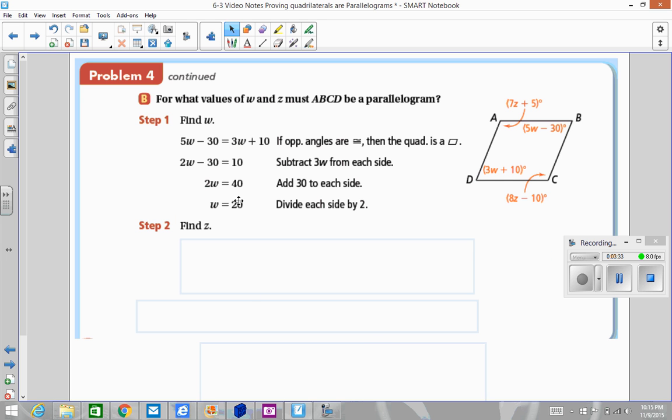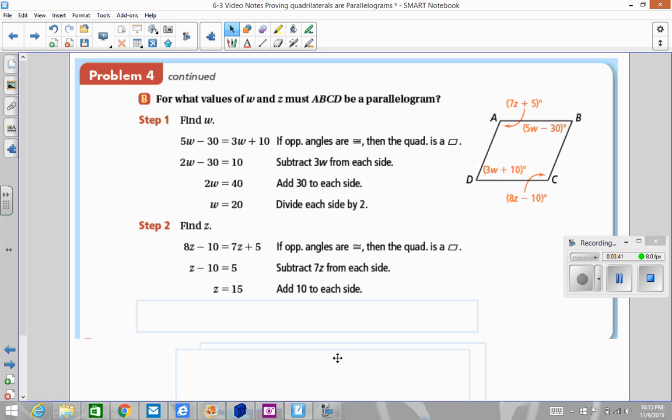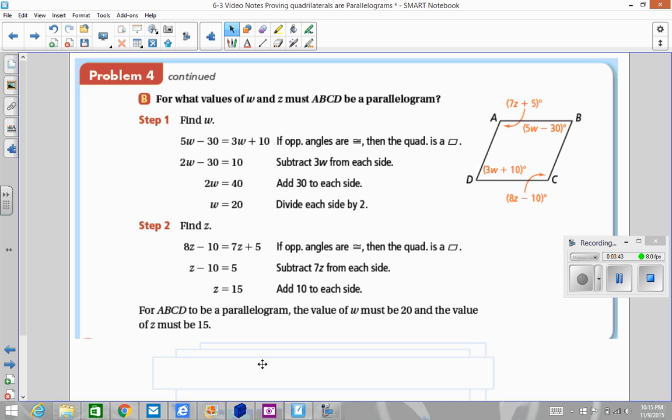And I'd solve this, and get w equal to 20. To find z, I'd know that these opposite angles are congruent, and so therefore 8z minus 10 would be equal to 7z plus 5. I get z is equal to 15. So therefore, in order for this figure to be a parallelogram, w would have to be 20, and z would have to be 15.